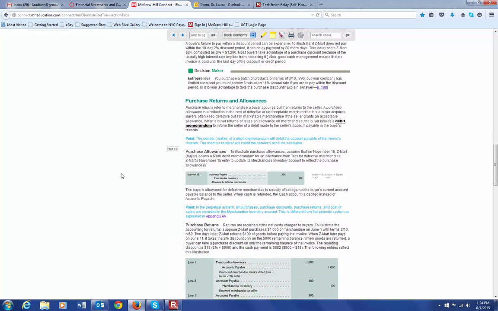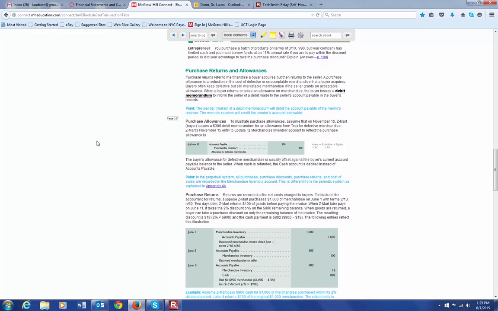Now, there is also the chance that you're going to have to return something, that you might purchase some inventory and then end up having to return some of it. So obviously this would deduct from your inventory, but it should also deduct from what you owe that particular retailer or wholesaler that you purchased from.